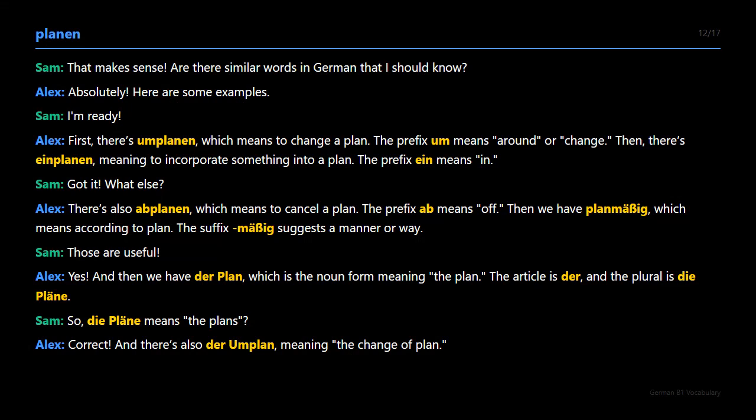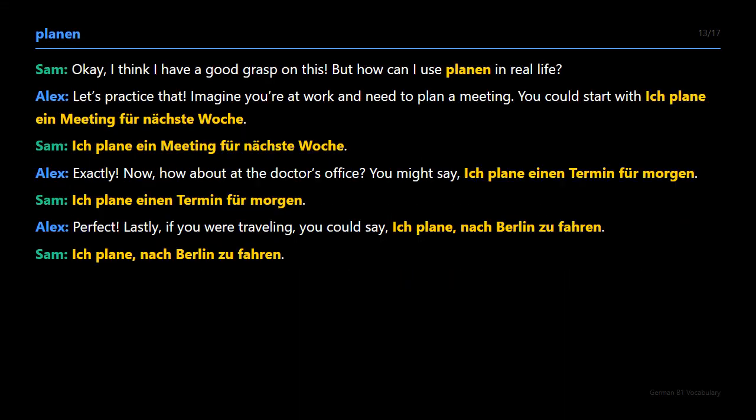Yes. And then we have, der Plan, which is the noun form meaning the plan. The article is der, and the plural is die Pläne. Die Pläne means the plans. Correct. And there's also, der Umplan, meaning the change of plan. Okay, I think I have a good grasp on this.